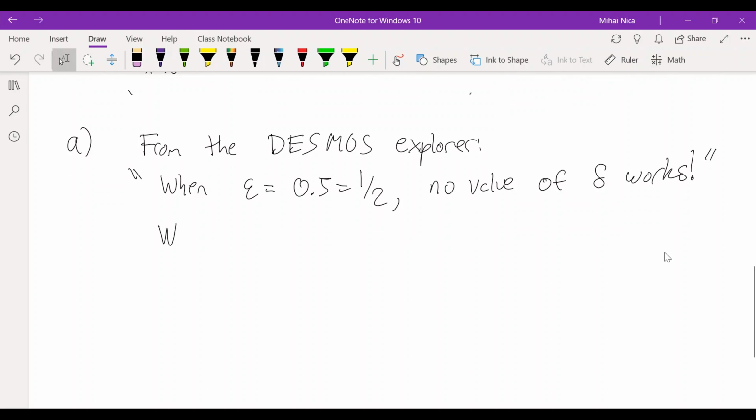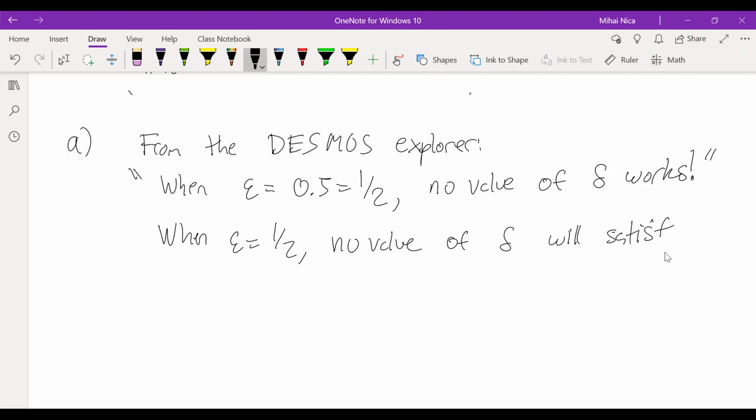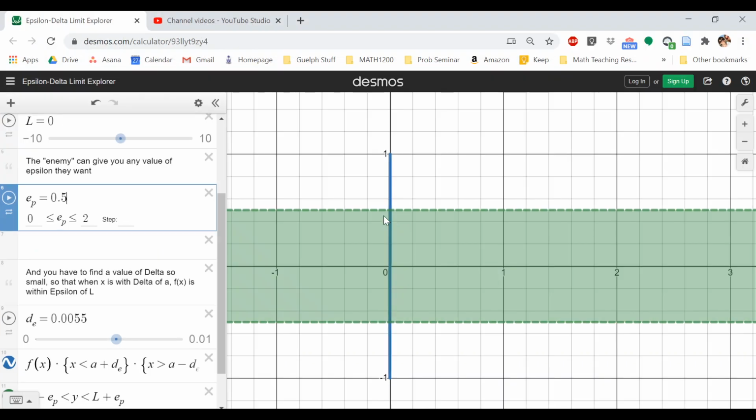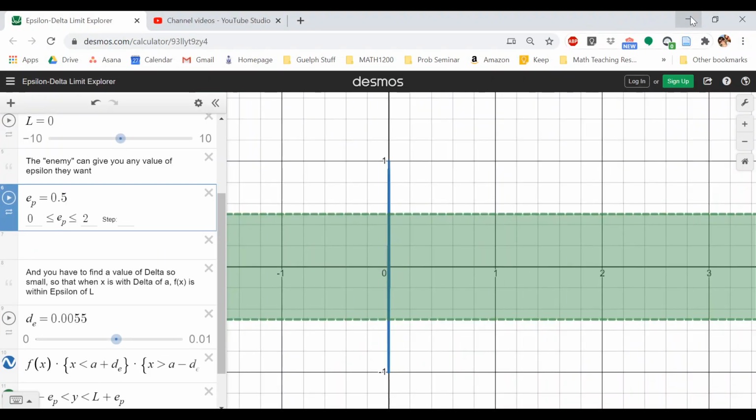What does that mean? When epsilon equals 1/2, no value of delta will satisfy: absolute value of x minus 0 less than delta implies absolute value of sine of 1 over x minus 0 less than epsilon, and epsilon is 1/2. So there are going to be values of x within delta of 0, but that are not within epsilon of L equals 0. So that's fundamentally what we have to do.